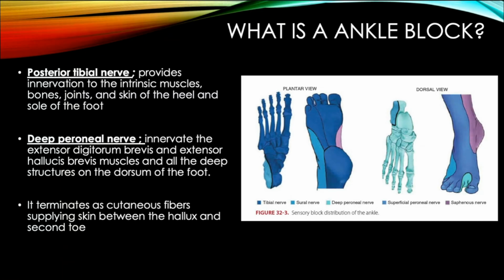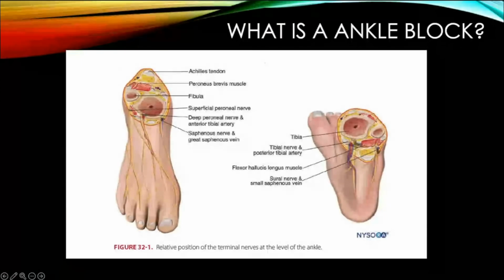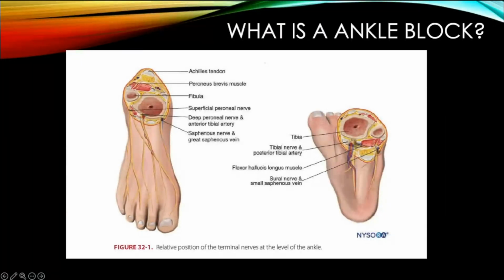It terminates as a cutaneous nerve and supplies the skin between the hallux and also the second toe, as you can see in this picture. So this one is like a cut section of the foot. As we can see, there's the saphenous nerve, the superficial peroneal nerve, the posterior tibial nerve, the deep peroneal nerve, and the sural nerve. The sural nerve is this one.